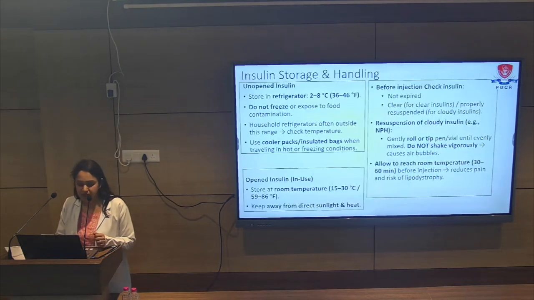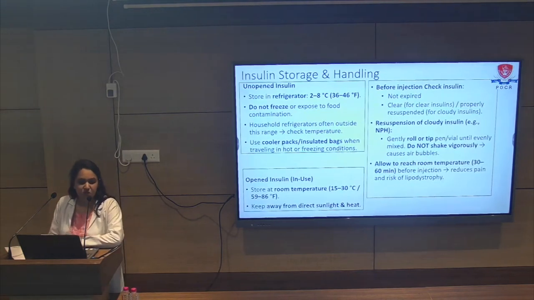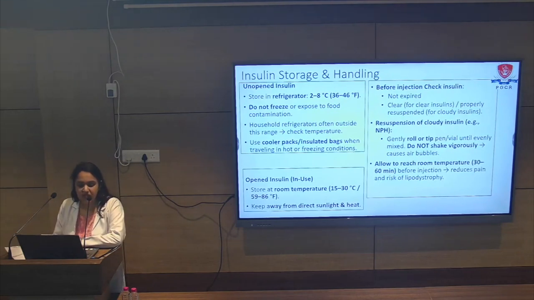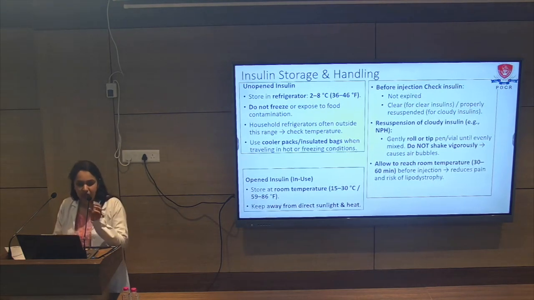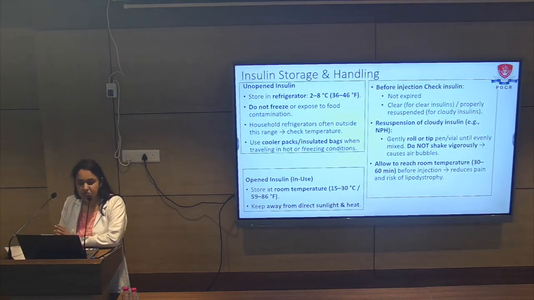Now, insulin storage and handling: the unopened vials should be stored in a refrigerator at 2 to 8 degrees Celsius. We do not freeze or expose to food contamination. Household refrigerators are often outside this range, so we should always check the temperature. Use cooler packs or insulated bags when traveling in hot or freezing conditions. If the vial is opened or in use, we store it at room temperature and keep it away from direct sunlight and heat.